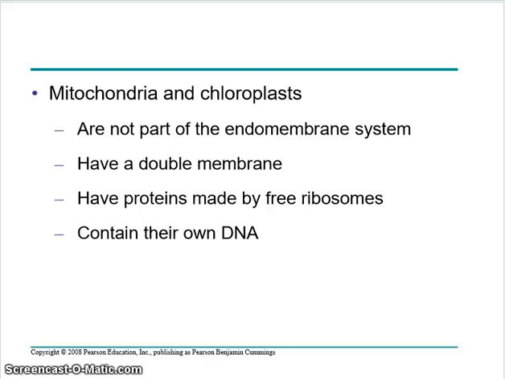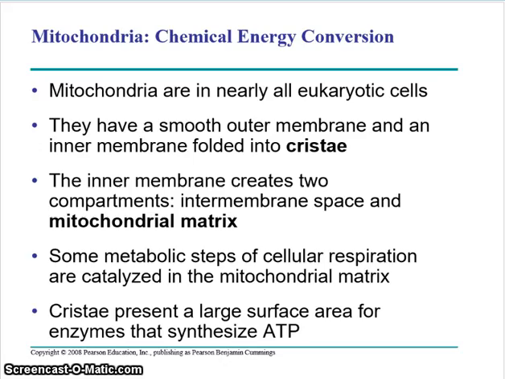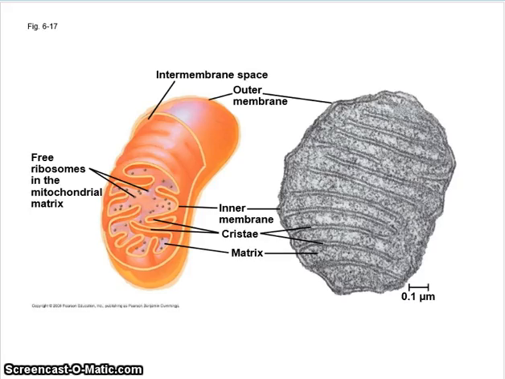Now, taking a look at the mitochondria first, its main job is to perform cellular respiration. It takes carbohydrates, lipids, proteins, and breaks them down and uses that to create ATP. We're going to spend a lot of time looking at that process, and we're going to spend a lot of time looking at the physical structure of the mitochondria.